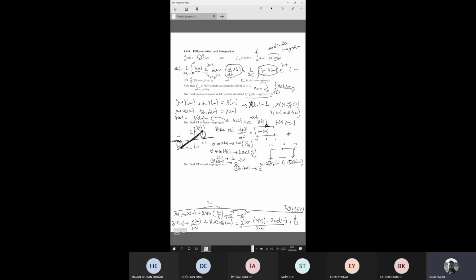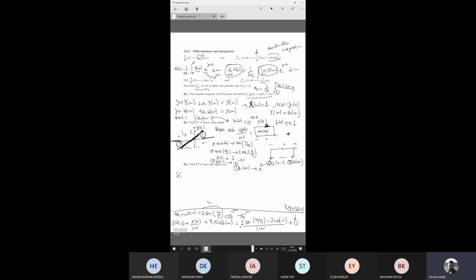Well, these are some cumbersome operations, but you can try to find the Fourier transform by directly using the analysis equation and the y of t formula as well, but you should use integration by parts and other calculus, or you can use the integration property by yourself. So it's your choice. So the next example is the Fourier transform of the unit step.